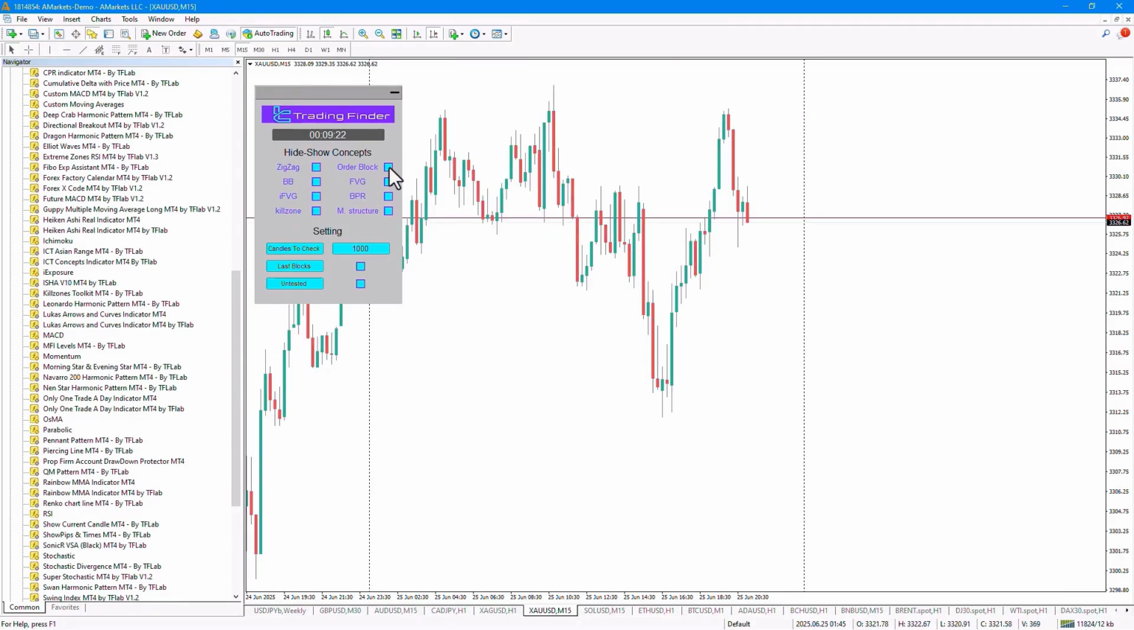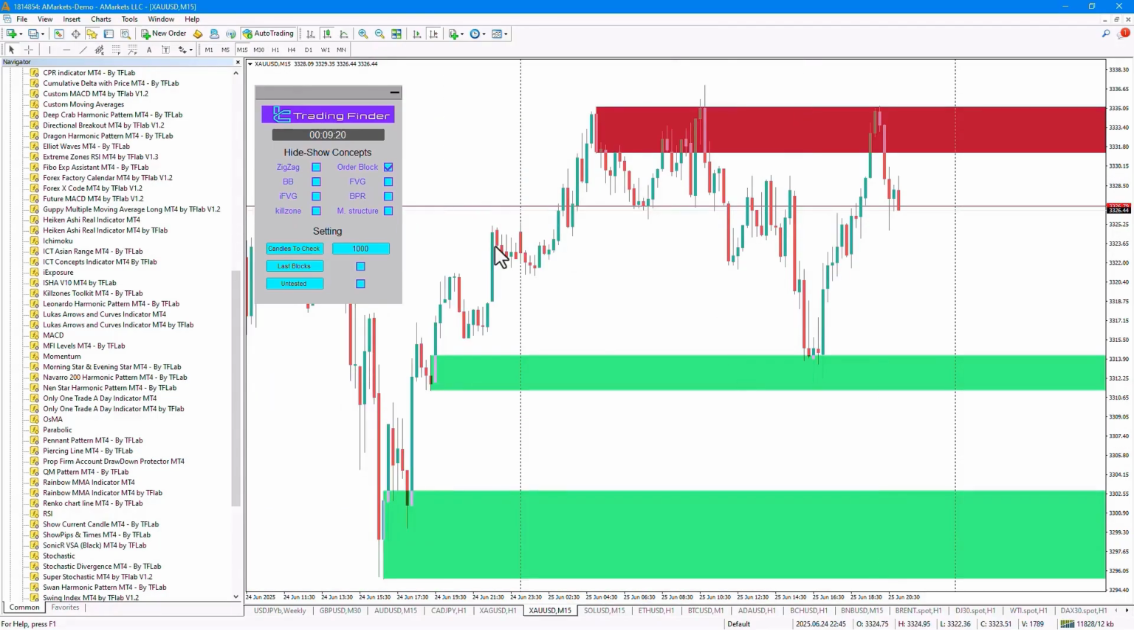The next section is related to order blocks. By enabling this part, the order block zones will be displayed for us. Order block zones are areas where smart money has placed their orders, causing a strong price movement. Traders can enter buy or sell trades in the market when the price returns to these zones. Bullish order block zones are displayed in green, while bearish order block zones are shown in red.